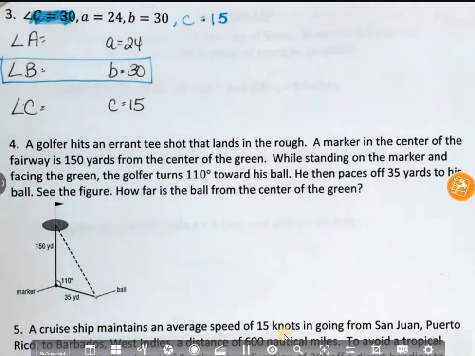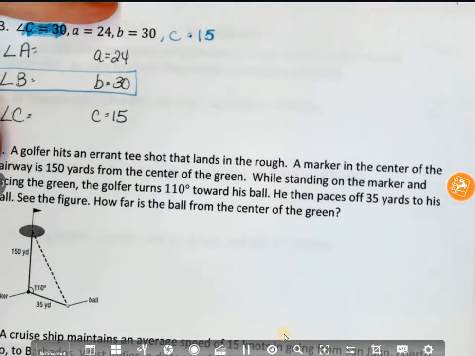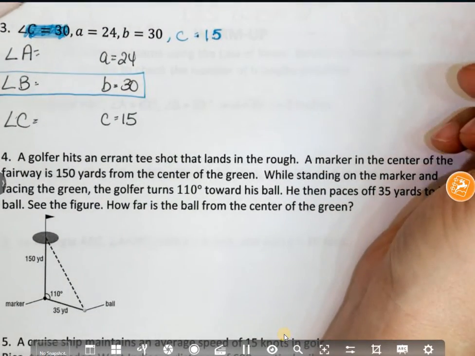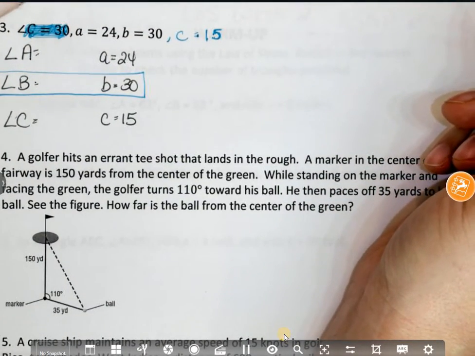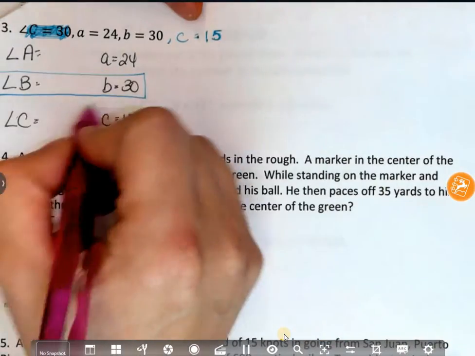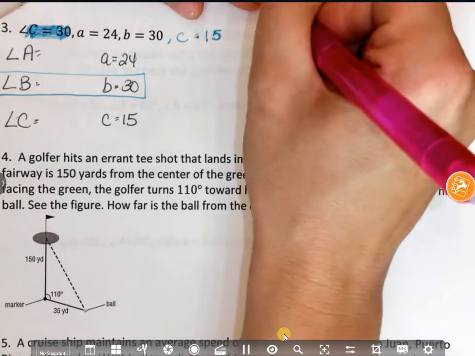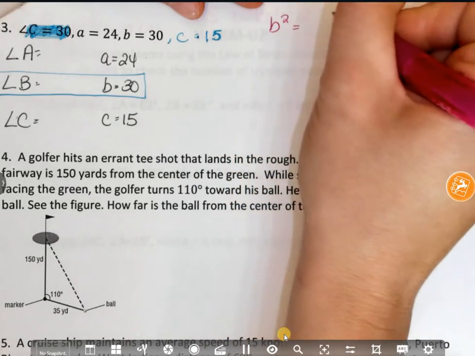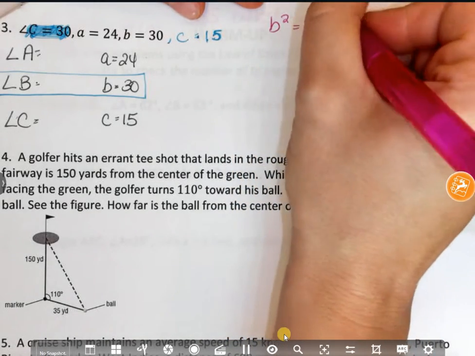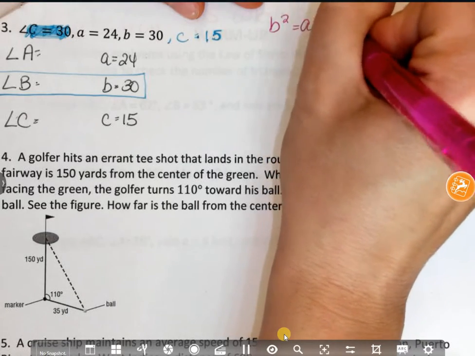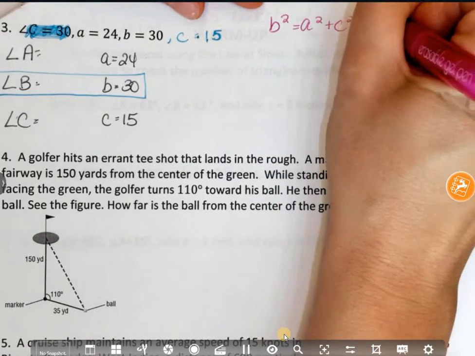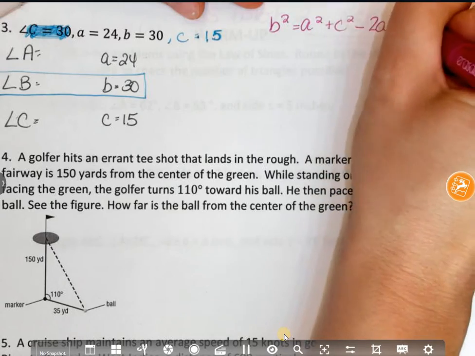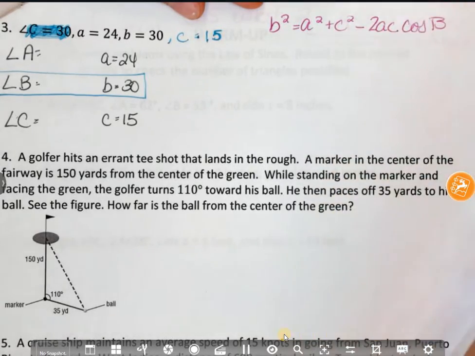Let's not actually work through it quite yet. I want to show you something. Because when you're looking for an angle, law of cosines is definitely a little bit trickier. So if I'm using this, how would I set up my equation? And then minus 2ac cosine of b.